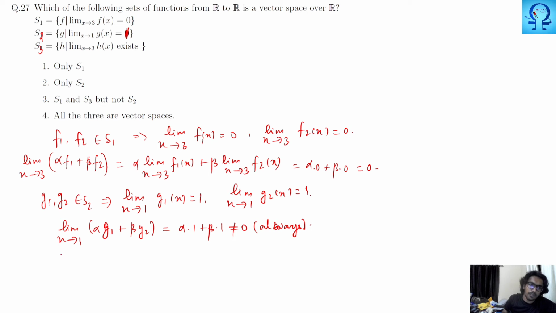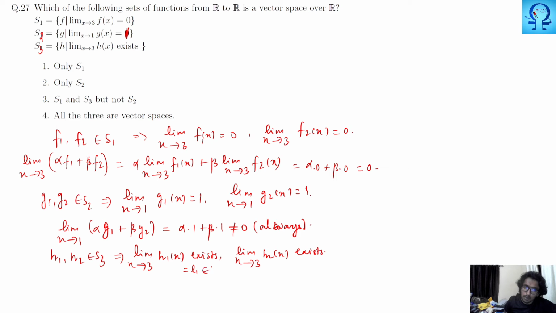And if you go for the third one, if you choose h1 and h2 in S3, then the limit as x approaches 3 of h1(x) exists. Similarly, the limit as x approaches 3 of h2(x) exists. If it exists, what does that mean? This is equal to some L1, which is a member of R, and this is equal to some L2, which is again a member of R. This L1 and L2 do not have any relationship between them.